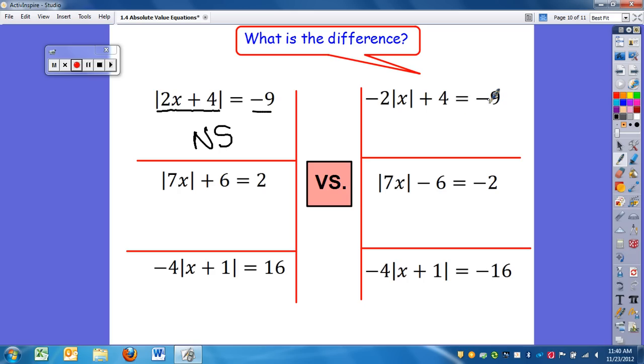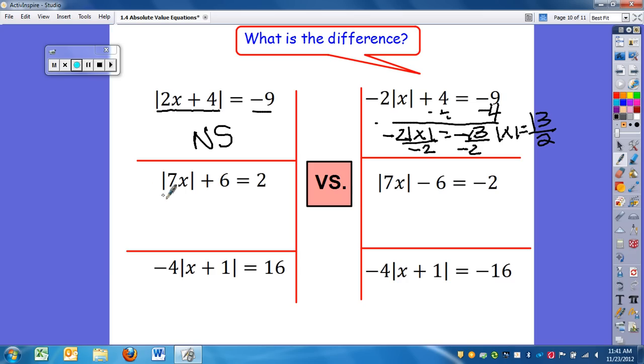On this side, it already equals a negative number, but I need to isolate the absolute value sign, because the absolute value cannot equal a negative. I minus 4 over, and I still get negative 2 times the absolute value of x equals negative 13. But when I divide by negative 2, it makes the absolute value equal a positive 13/2. So that one will have our two solutions.